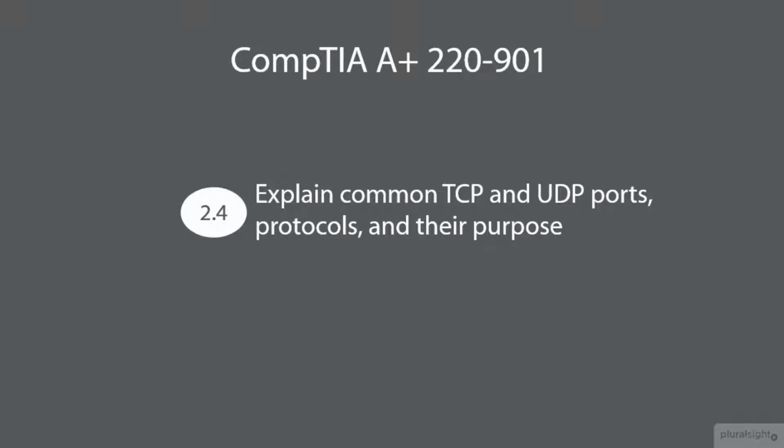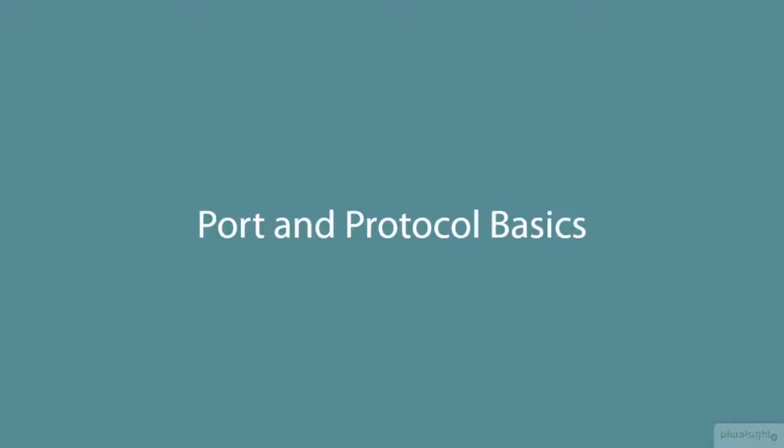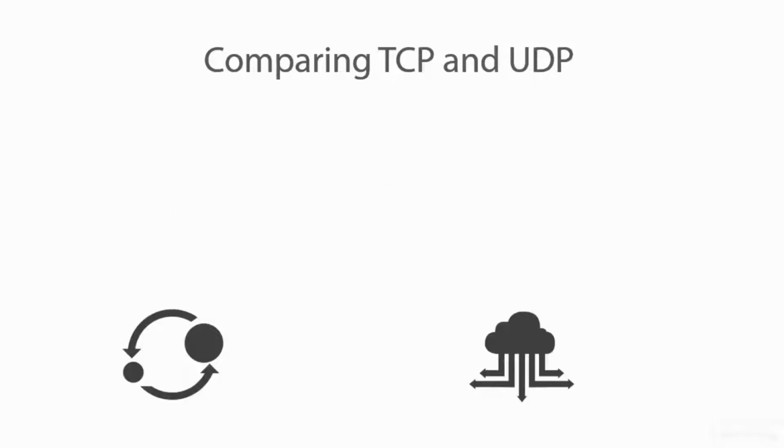Our specific CompTIA A+ 220-901 objective is 2.4, which says that we need to explain common TCP and UDP ports, protocols, and their purpose. That's a lot of P's, isn't it? Port and protocol basics. I really should have stated this earlier, I guess I'll just state it now, that if you haven't watched the module on TCP/IP Basics, the one that comes just before this one in the learning path, go back and do that, because you really need to have some foundations on what these protocols are.